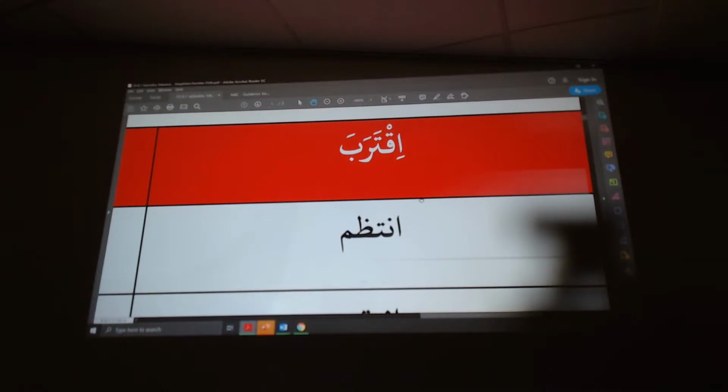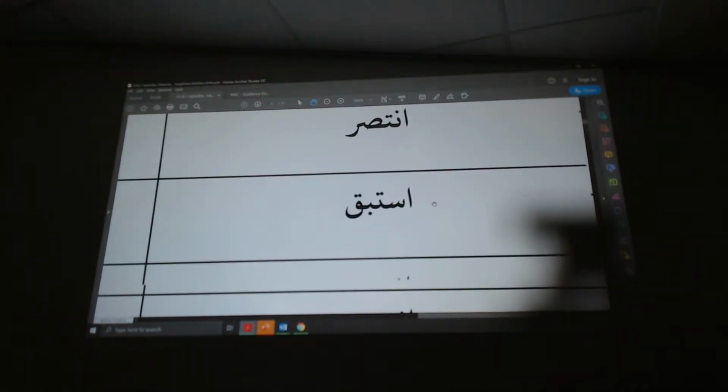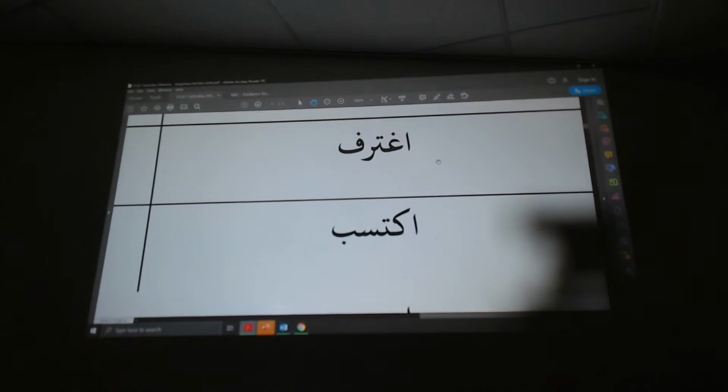So look at all of these families. Intazama, intaqama, intasara, istabaqa, intashara, iqtarafa, iktasaba. All of these examples have the alif and have the ta after the second letter. The third letter is ta. So for example, let's do this one.